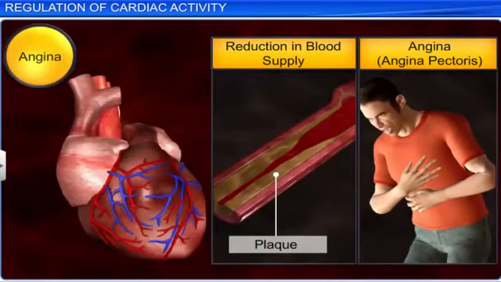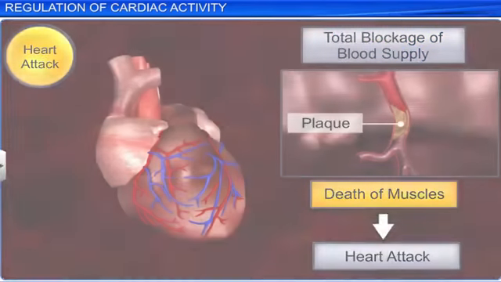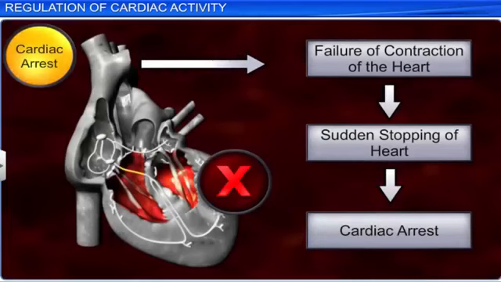Angina, or angina pectoris, is severe chest pain due to a reduction in the supply of blood to an area of a heart muscle. Whereas a heart attack results when there is a total blockage of blood supply to the heart muscles, causing the patient's death. On the other hand, cardiac arrest is the sudden stopping of the pumping of the heart due to failure of the contraction of the heart.